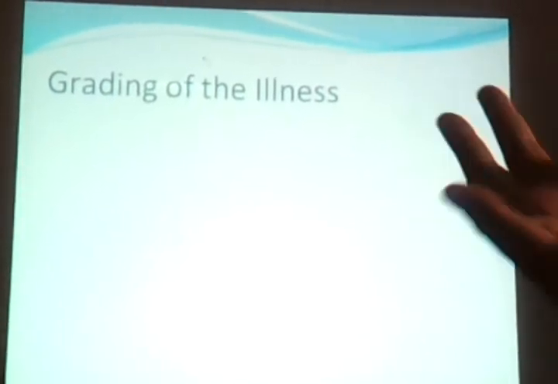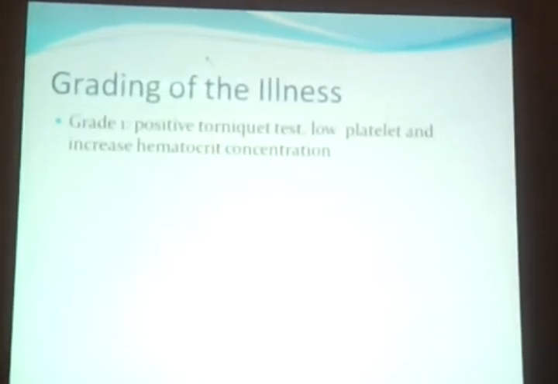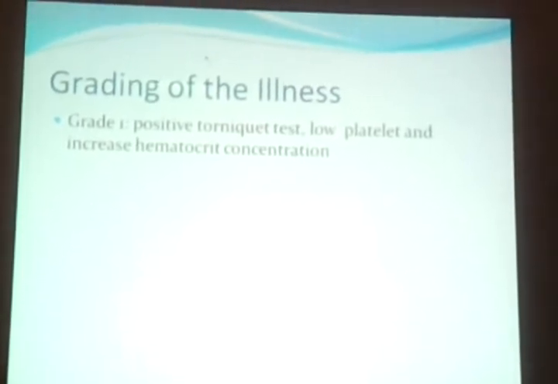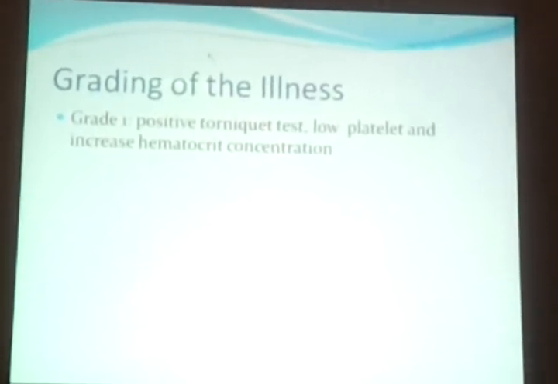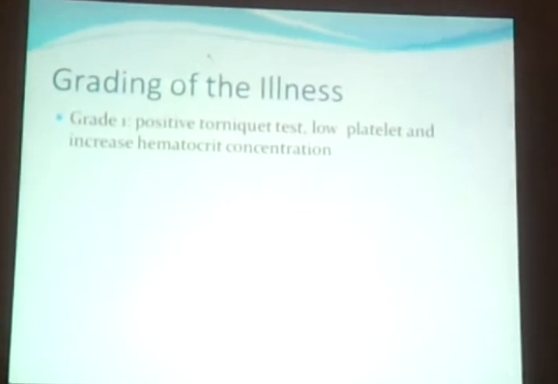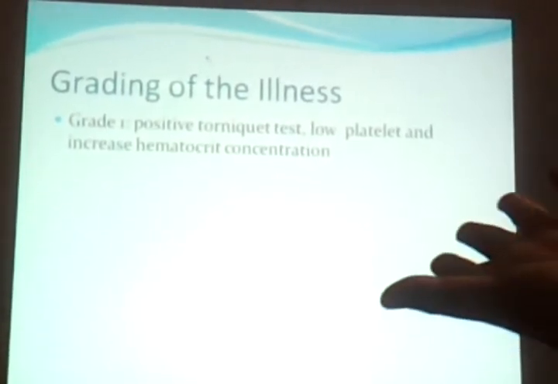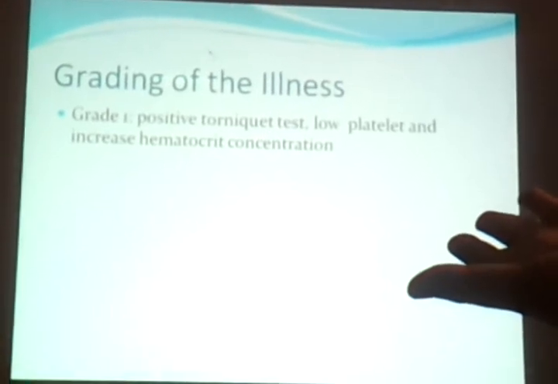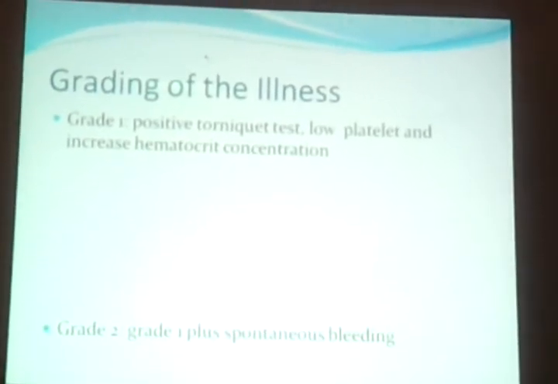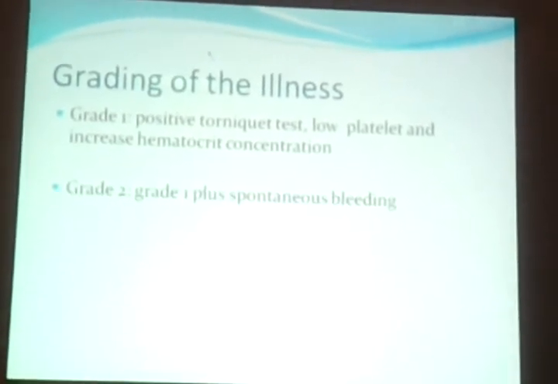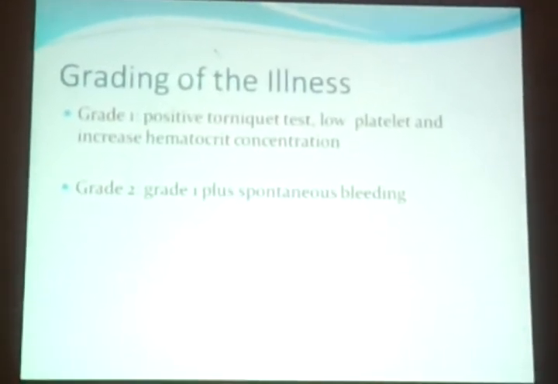So there are certain ways how to grade an illness or dengue. Grade 1, positive tourniquet test, low platelet, and increased hematocrit concentration. So this is the typical dengue, or the classic dengue symptom. Okay? Grade 2, all grade 1 plus spontaneous bleeding. Remember, grade 1 and grade 2 are controllable.